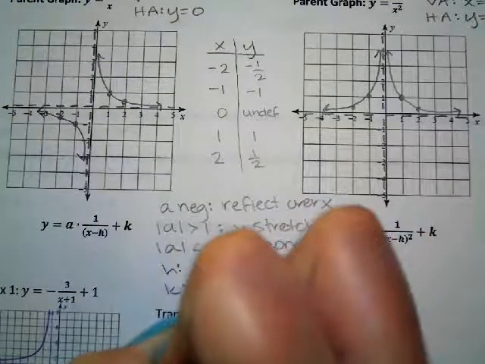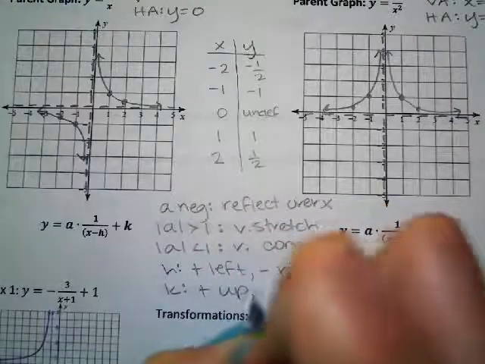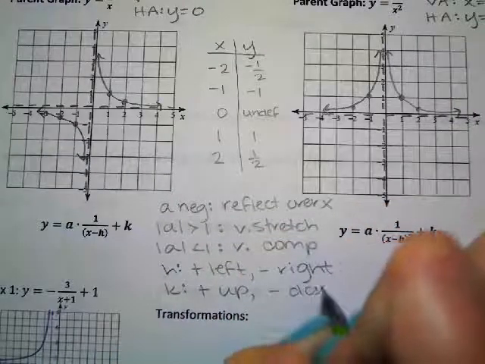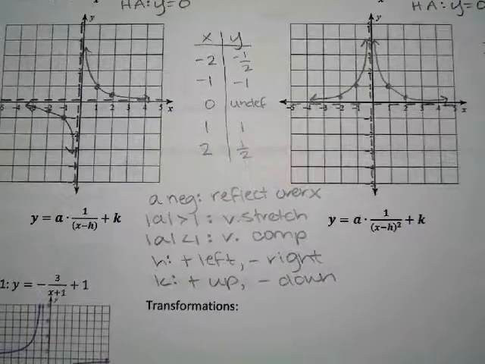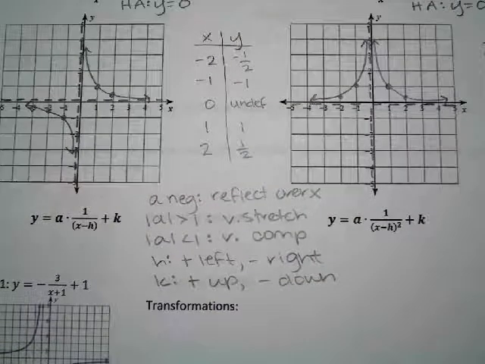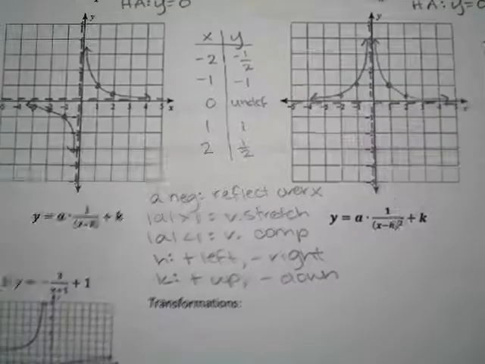For K, positive means it moved up. Negative means it moved down. So exactly what we're always used to. All right, so before I go much further, I just want to read down here.